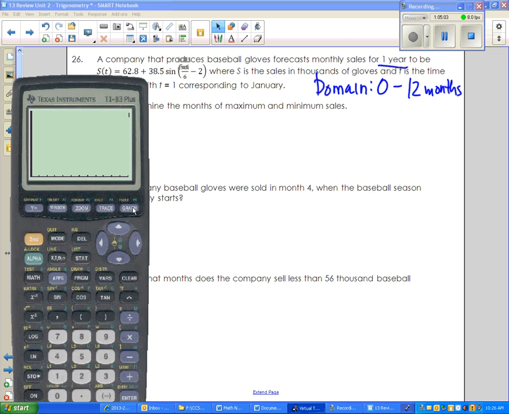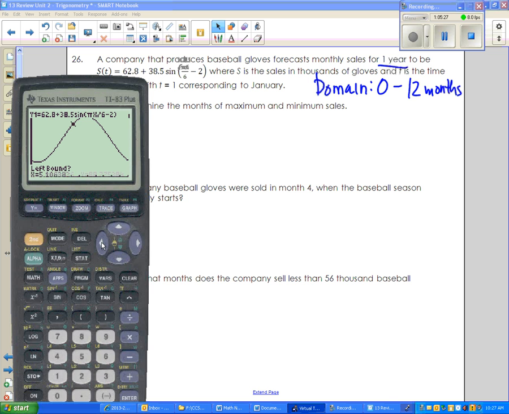And that should hopefully work. This gives me the sales of baseball gloves in 1 year. And so it says to determine the months of maximum and minimum sales. Well, I can see that the minimum sales are over to the left of my graph, so I'm going to do that first. So if I choose my minimum, that's option 3.